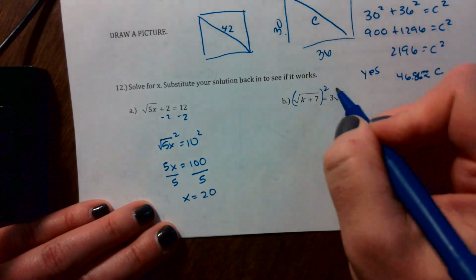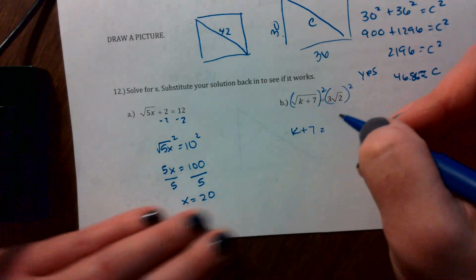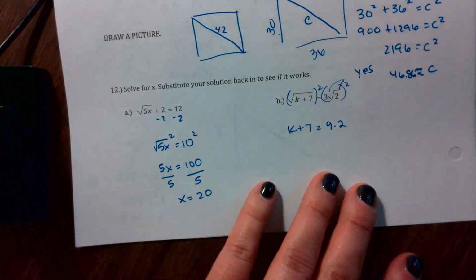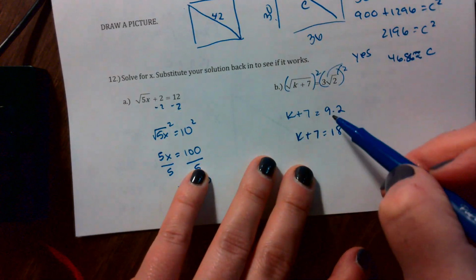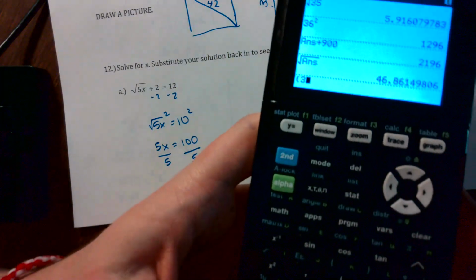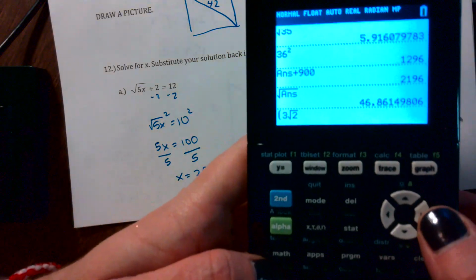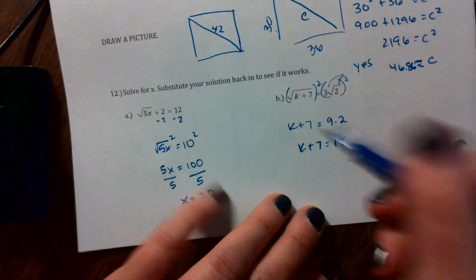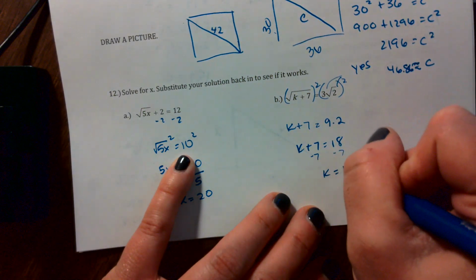Here, I'm going to square both sides, and k plus 7 equals, this is going to be 9, and this is going to be 2, which is 18. But if you're like, okay, I wouldn't have gotten that, squaring 3 and then squaring a square root, put it in your calculator like this: 3 square root of 2, close the parentheses, and then square it. Gives you 18. Subtract 7 from both sides. K equals 11.